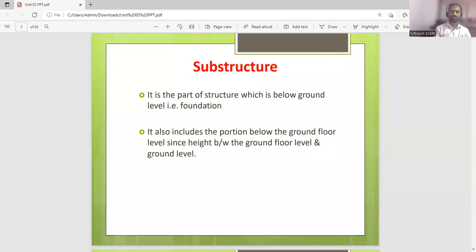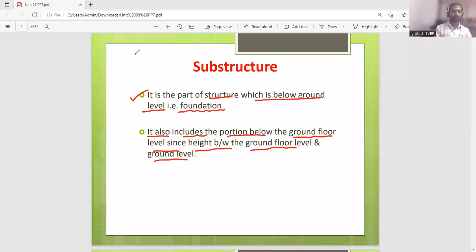What is substructure? Substructure is the part of the structure which is below the ground level. An example is the foundation. That is called the substructure part, and it also includes a portion below the ground floor level, since the height between the ground floor level and the ground level.